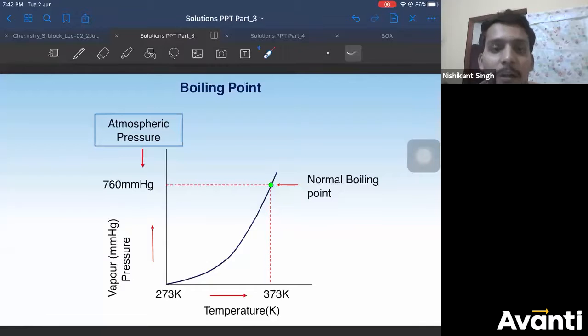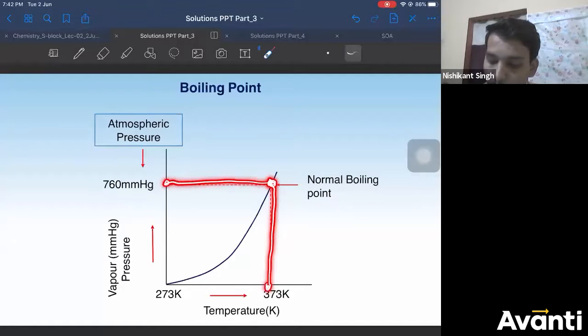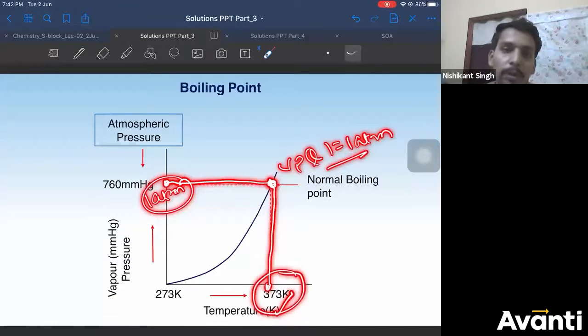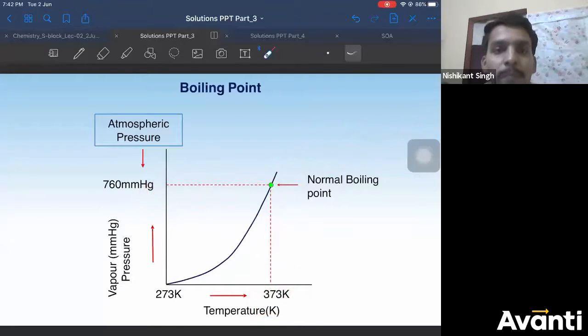Yes, Anushri, is it clear now? It is the temperature at which vapor pressure of liquid will become equal to what value? 1 atm. So the temperature at which vapor pressure of liquid becomes equal to 1 atm, that temperature is called boiling point. Is it clear? All right.